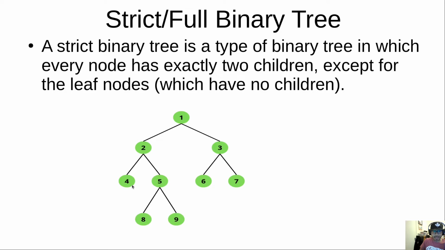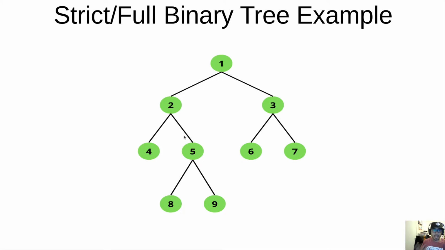And you can see, so 4, 8, 9, 6, 7 are leaf nodes, and 2, 3, 5 are internal nodes, and 1 is our root node. And this is a representation of a strict or full binary tree.